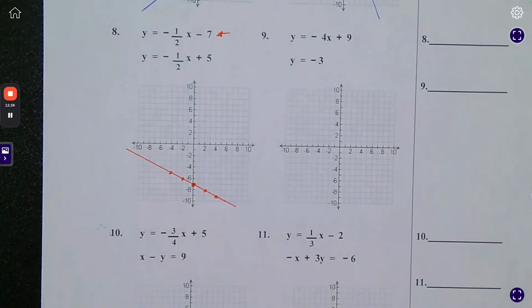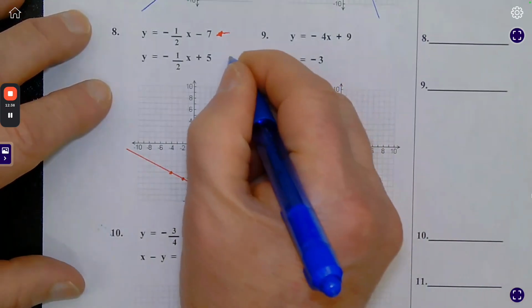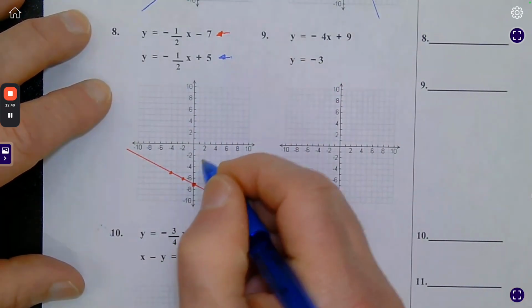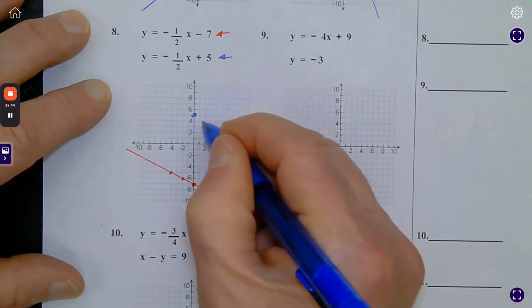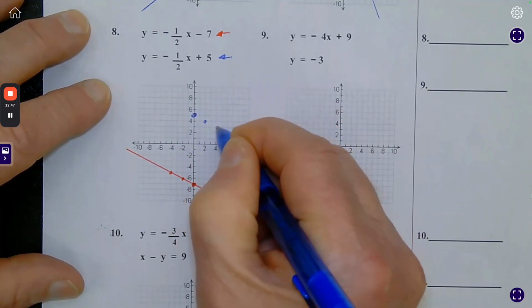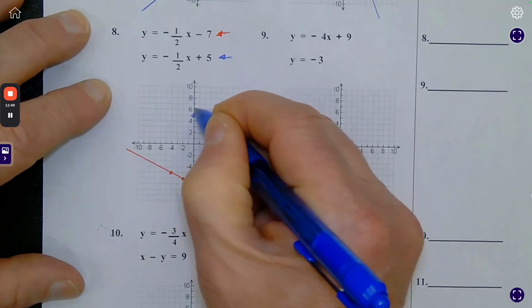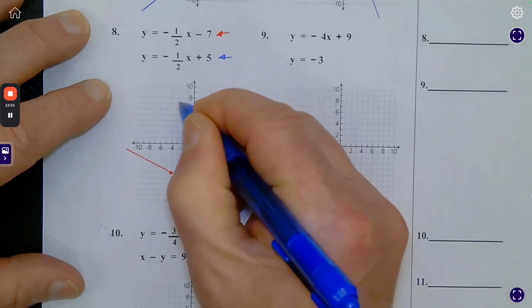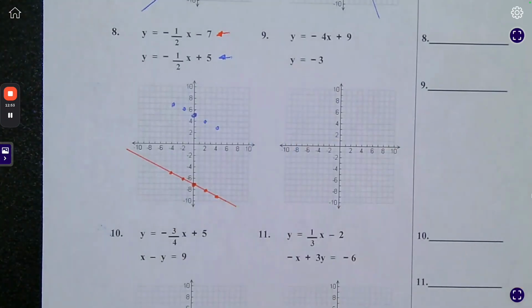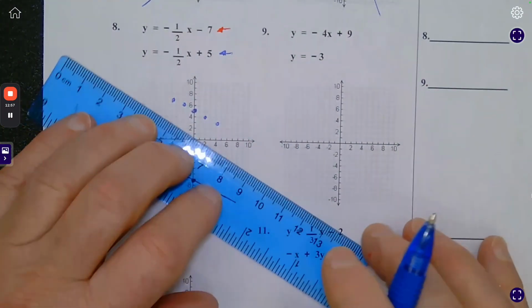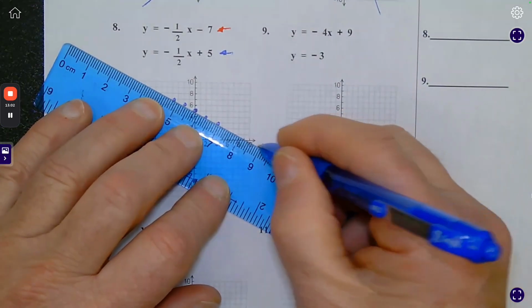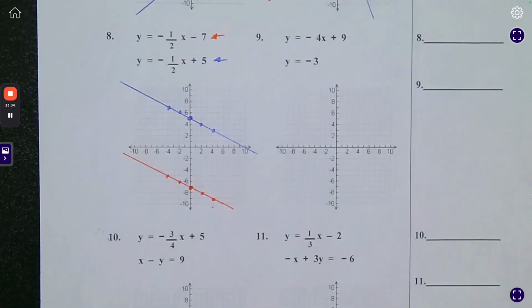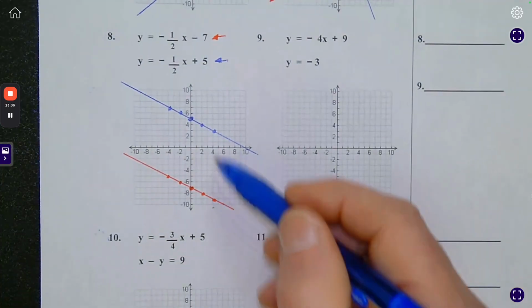Okay, now the other line has a y-intercept of 5 and a slope of down 1 over 2. Again, I could go up 1, but then I apply the negative to the run, so I would go to the left 2, which is negative, right? Okay, so now I'm going to graph that. I think I see it here. Notice those lines look like they're the same distance apart.